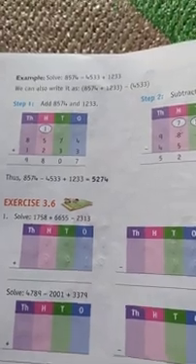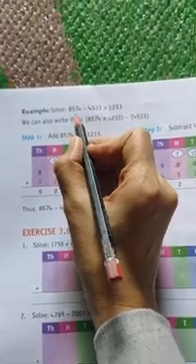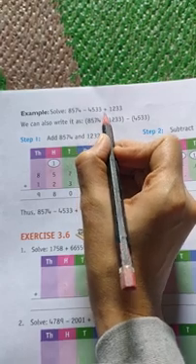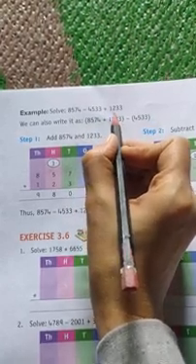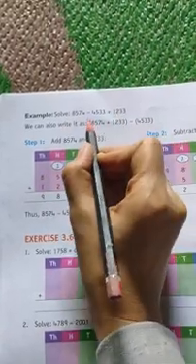So here an example is given. We will see it first. The example is: solve 8574 minus 4533 plus 1233. So we have to solve this example with the help of the set of rules we have seen.